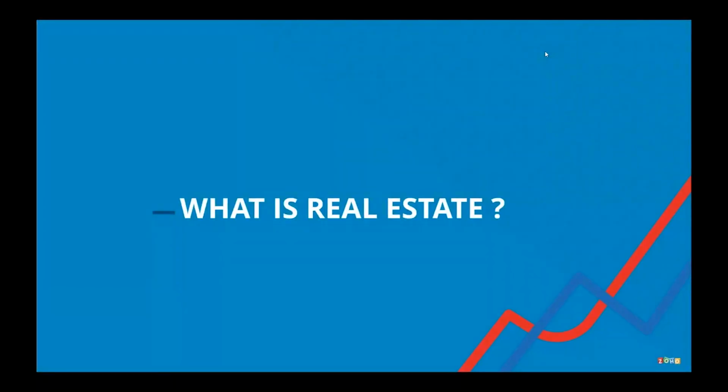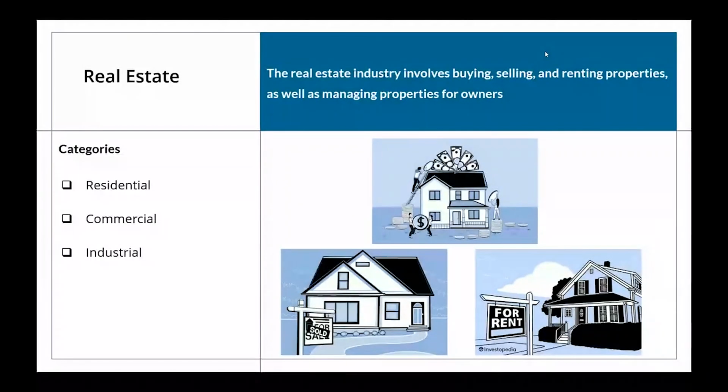First, let's discuss what real estate is. Real estate is like selling a house, buying a property, or managing a property on behalf of an owner. The land and the building on the land are commonly termed as real estate. This real estate industry is broadly categorized into three types: residential real estate, commercial real estate, and industrial real estate.